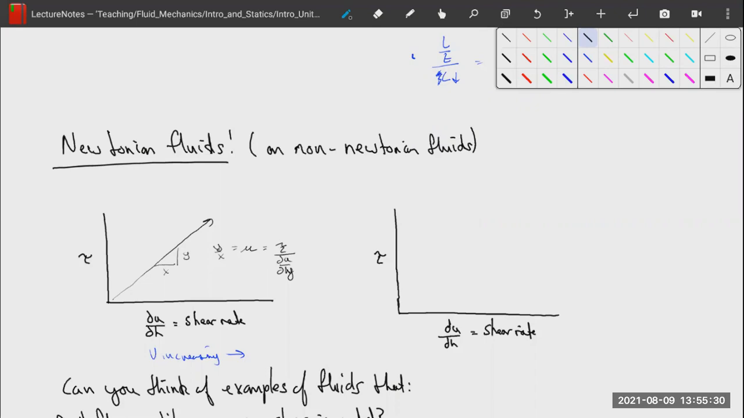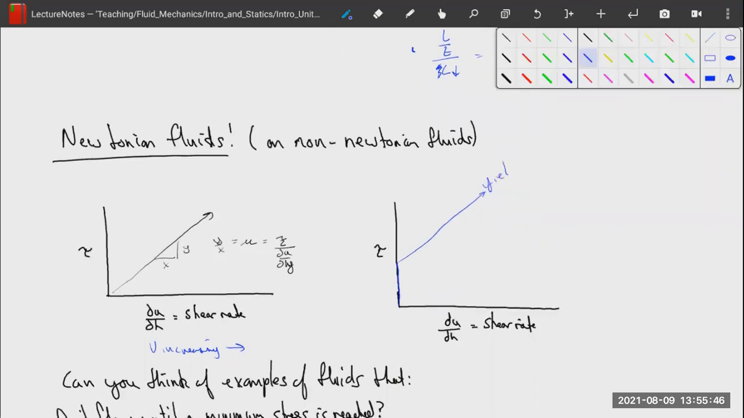So if we go over here on this plot, we can talk about yield stress fluids. These are fluids that you push on, they don't do anything, and then all of a sudden they start flowing like a Newtonian fluid. These are yield stress fluids.